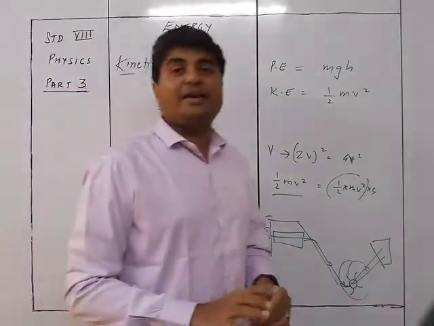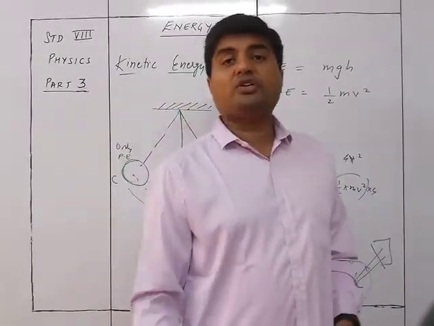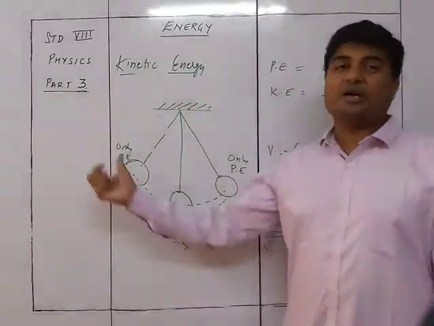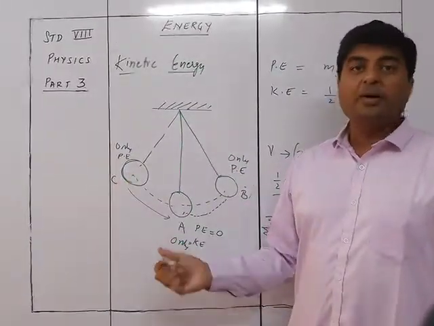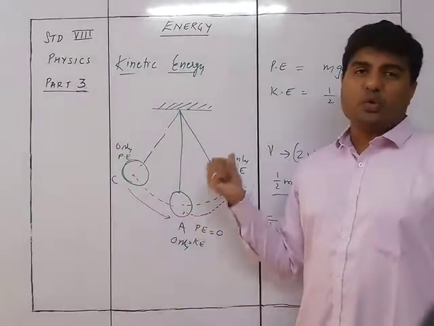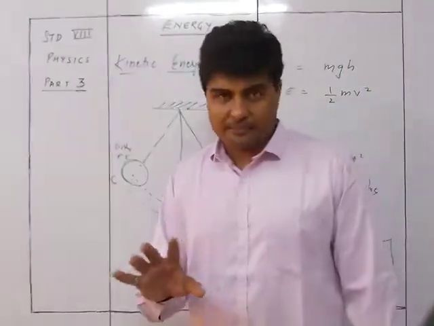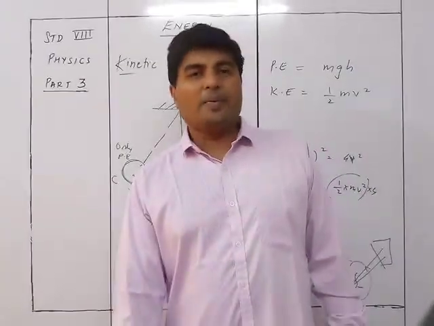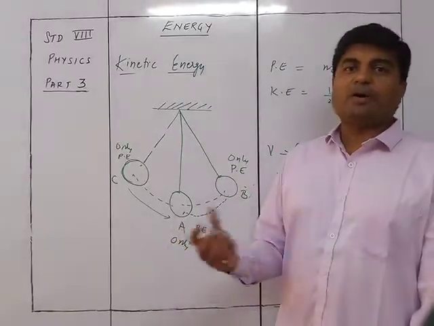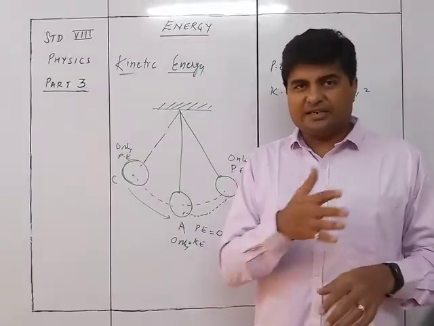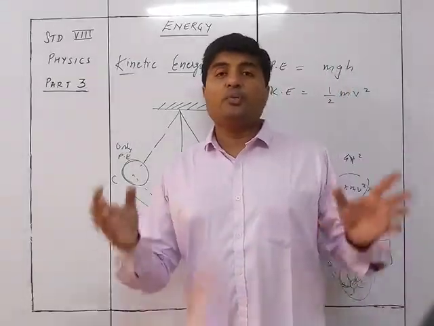If there is no friction or no loss of any energy, then this simple pendulum will go on moving to and fro continuously for a lifetime. It will never stop. But normally, it stops. Why does it stop? Because as it moves, there is the resistance of the air. The friction is going to make it stop.